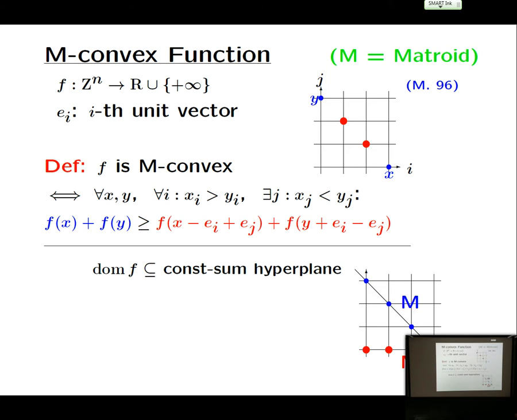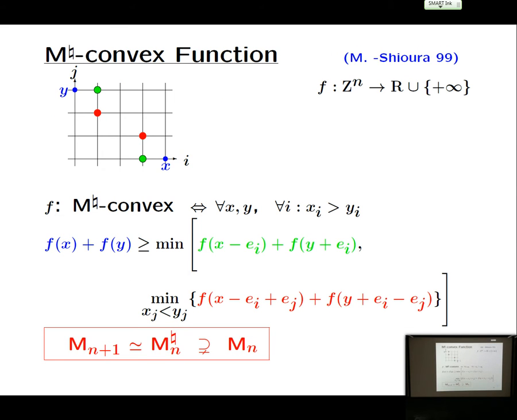And here, actually, it turns out that the domain of definition, that means the subset where the function value is finite, is on the constant sum hyperplane. Okay? Because of this. So this corresponds to the axiom of bases in matroids. The bases have equal cardinality. So similarly, the domain of definition must lie in a constant sum hyperplane. So then instead of considering this hyperplane, we can project to decrease one dimension. Okay? And this is called M-natural convex function.